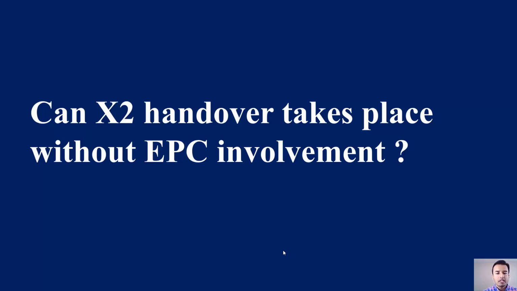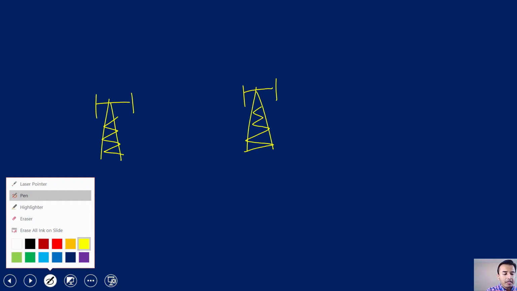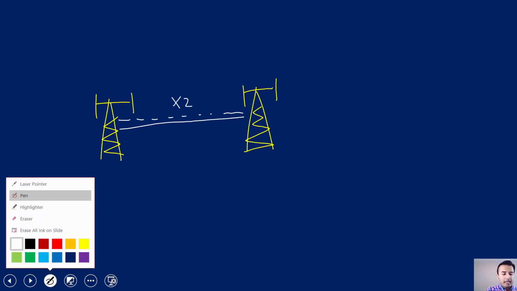So in order to answer this question, let's take a look here and draw the scenario. Any handover has mainly two phases, although it is divided into three phases when you look into the detail: preparation phase, execution phase, and then completion phase. That's how it is usually divided. When we are talking about X2 handover, there is an interface termed the X2 interface between two eNodeBs, and the two eNodeBs need to communicate with the core network.